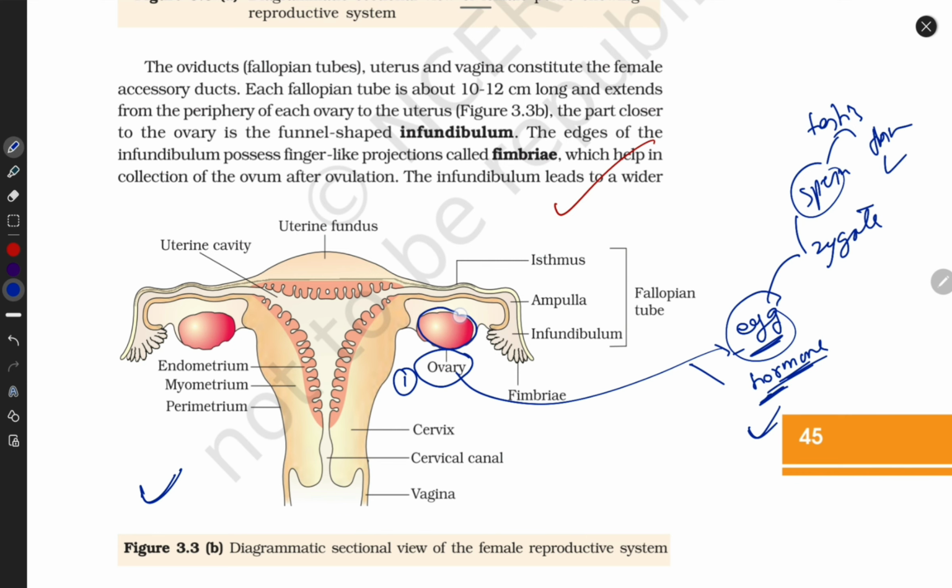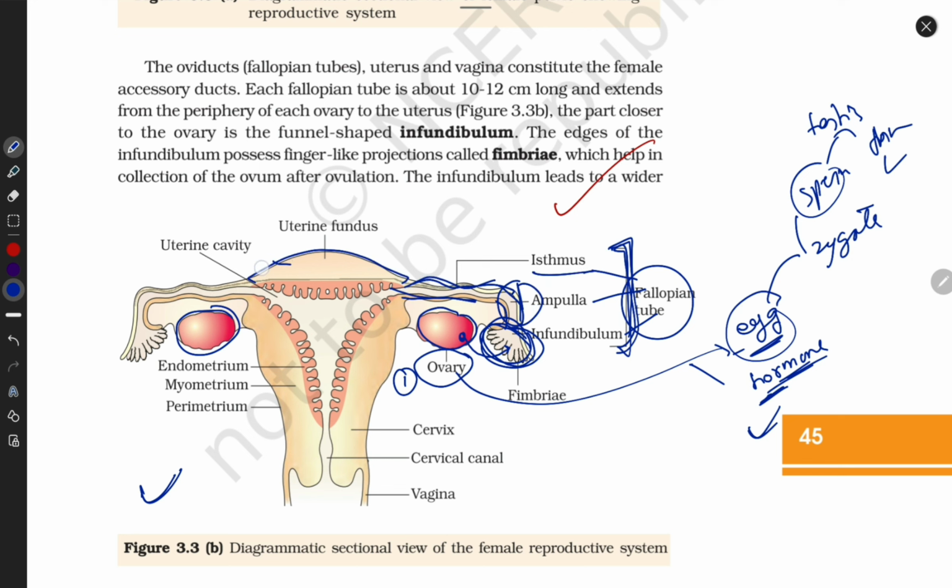Now this ovary and this ovary mean one pair of ovaries is present. There are fimbriae. After the release of the egg, they catch the egg. Infundibulum, here is the ampulla region and here is the isthmus. These three parts are commonly called the fallopian tube. So the fallopian tube is made up of three parts: isthmus, ampulla region and infundibulum. This is the infundibulum, this is the ampulla, and this long tube-like structure is the isthmus. Here is the fundus region, the uterine fundus, and this is the uterine cavity.